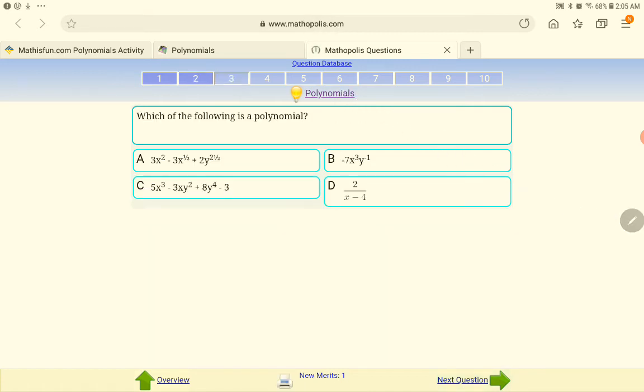All right, next question. Which of the following is a polynomial? Again, I don't want any negative exponents. I see a negative exponent here, so B is out. I see x in the denominator in D, so D is out. And A, I see a 2.5 and a 1/2, so 2 fractional exponents, so A is out, so that leaves us C.